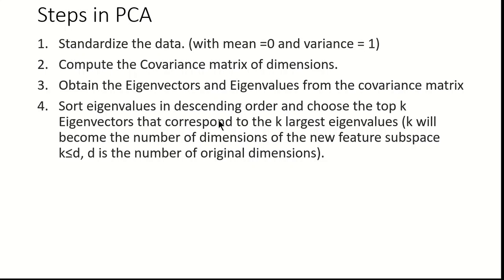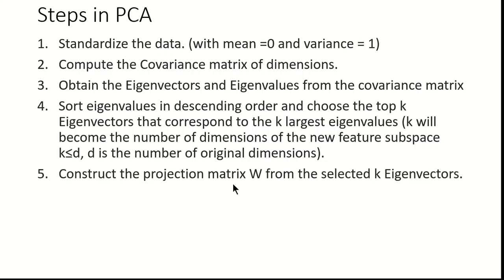Sort the eigenvalues in descending order and choose the top k eigenvectors that correspond to the k largest eigenvalues. So k will become the number of dimensions of the new feature subspace, where k is less than or equal to d, and d is the number of original dimensions. So we assume that d is equal to 1,000 and k is equal to 800. You find out the eigenvectors and eigenvalues, sort them, and take the largest 800 eigenvectors. So that will be your new data set.